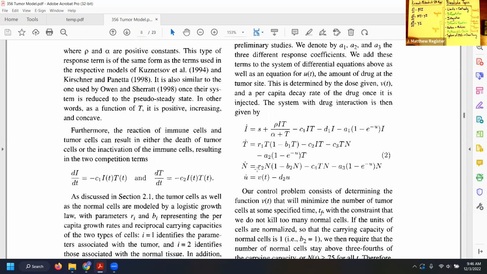Well, a question might be, why would we want to introduce a drug into the system which is going to kill off immune cells and normal cells? Well, that's what chemotherapy is all about. The goal is to try and find a steady equilibrium, a tumor-free equilibrium if we can. And so we want to kill off the cells until we've gotten rid of the tumor. Once the tumor is gone, then we'll have just the immune and normal cells.